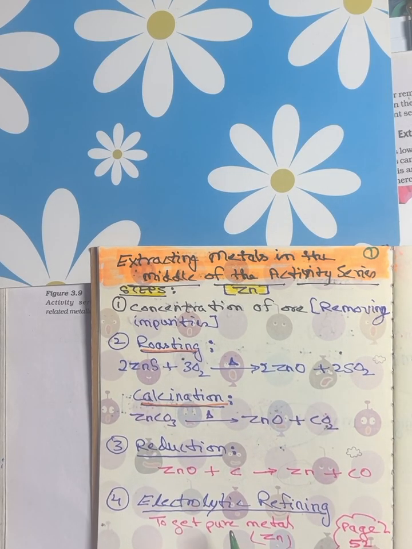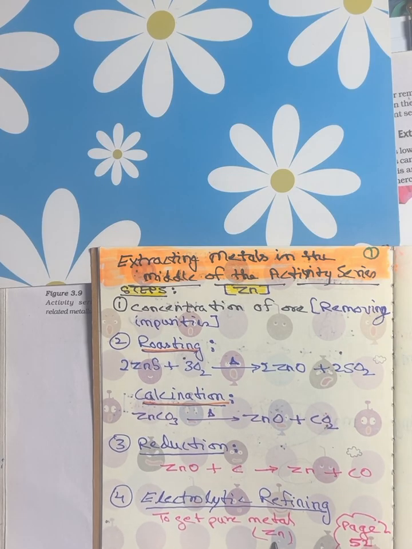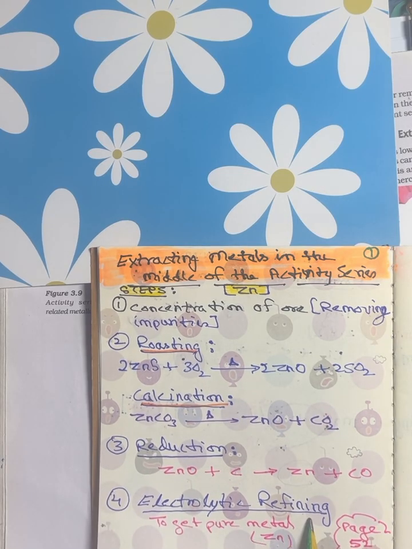I have already uploaded a video on the electrolytic refining of copper. It is also on page number 52 of the NCERT book. So to get the pure metal zinc, we do electrolytic refining. In that activity, I told you about copper sulfate. So in place of copper sulfate, you can use zinc sulfate as the electrolyte. Got it?